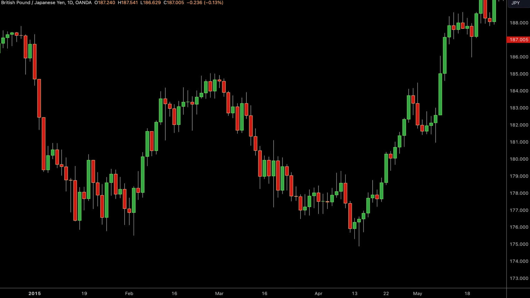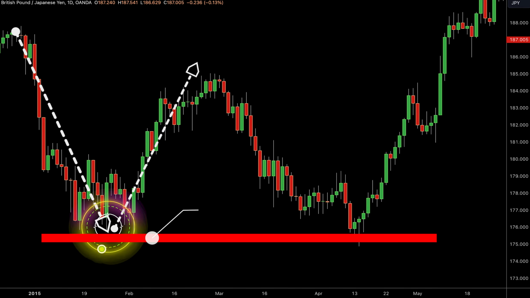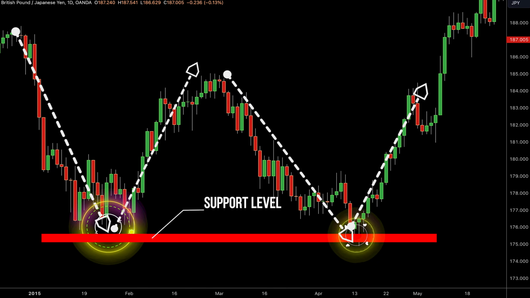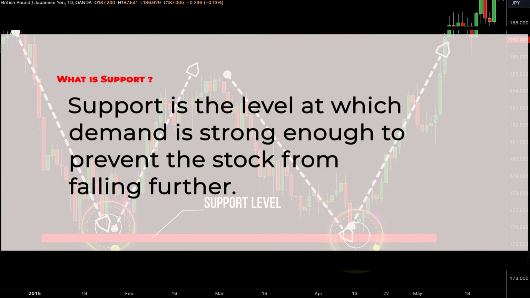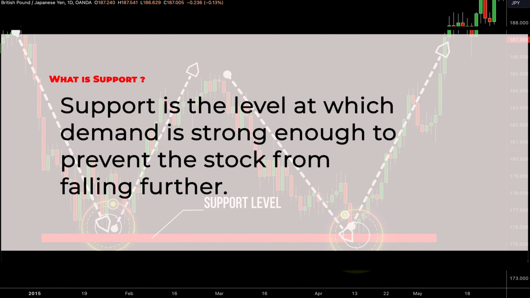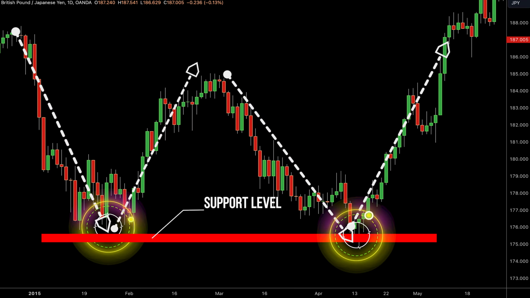Now consider another chart example. The price moves down before drastically reversing and forming a key support level. This level becomes a psychological point in the market. When prices drop again, they hit this level and reverse, offering a great buy opportunity. Support is the level at which demand is strong enough to prevent the stock from falling further. Each time the price reaches the support level, it finds it challenging to break below that point.